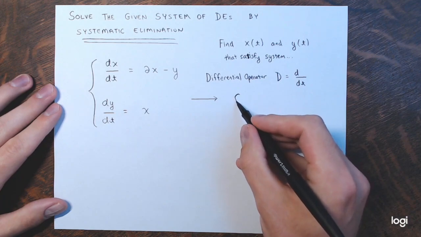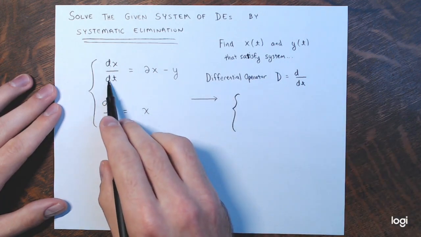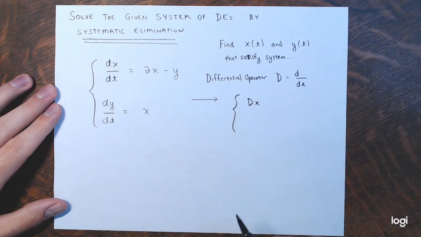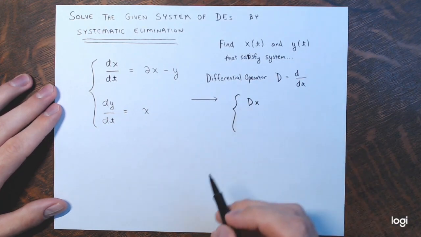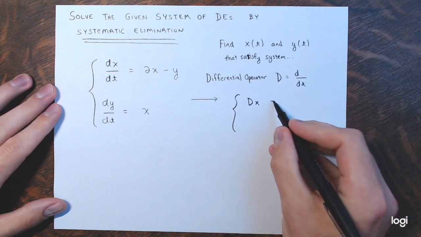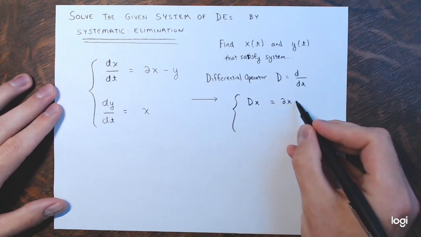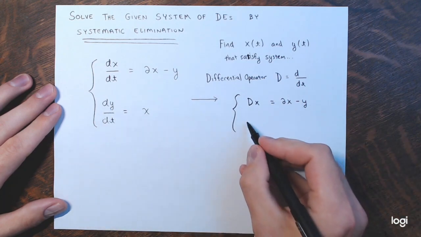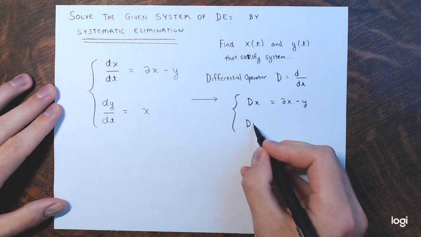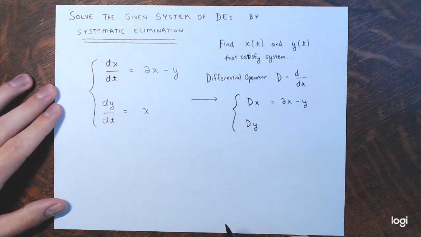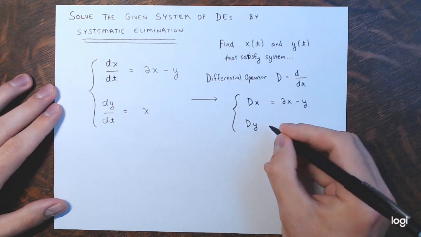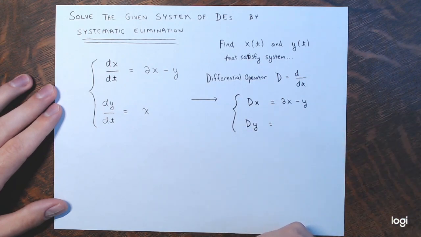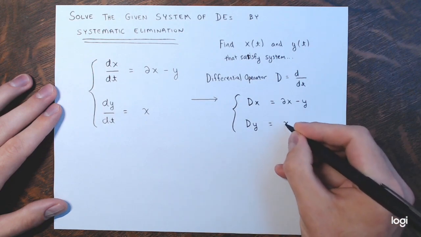So the system looks like this now. dx/dt is just going to be relabeled as D times x, or the operator D applied to x, equals 2x minus y. And this second equation, dy/dt, is the operator D applied to y. So again, it looks like D times y, even though it means take the derivative of y with respect to t. And this equals x.